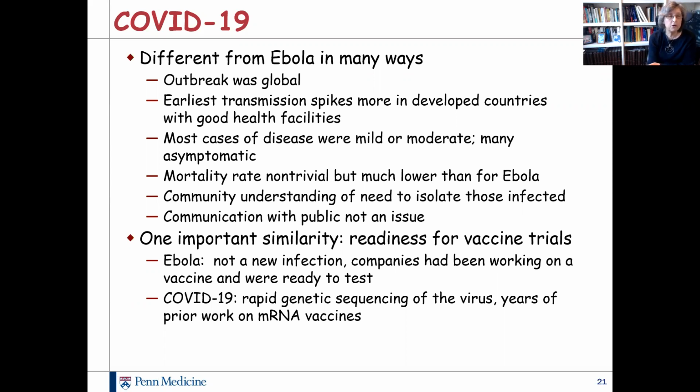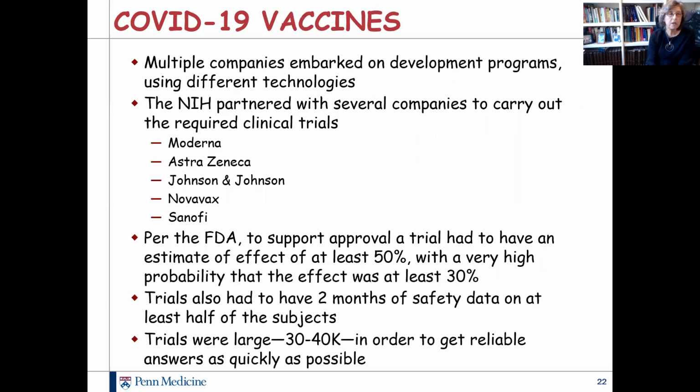With Ebola, it was not a new infection, and companies had been working on a vaccine, and were ready to put it to the test. With COVID, something rather astounding to many of us, the virus was rapidly sequenced, and the years of prior work on mRNA vaccines meant that they were really ready to go in terms of testing, as we know. So multiple companies embarked on development programs, not all using the mRNA technology, some using the more traditional vaccine approaches. And the NIH partnered with 5 companies to carry out the required trials.